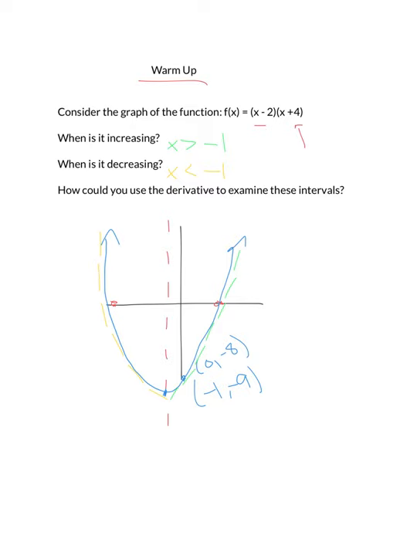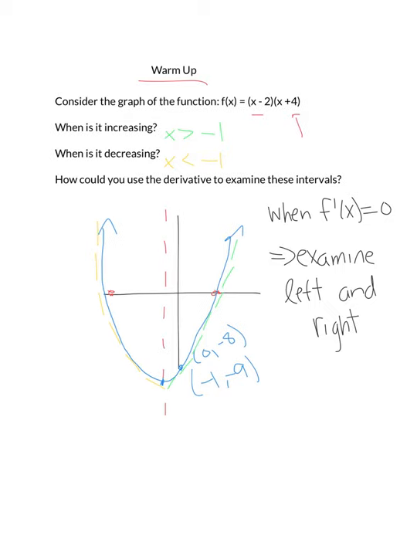Typically, you won't have a graph before you have to answer these questions, and so we need to think about how we could use the derivative to answer these questions, and then we'll use that information to help us draw a sketch. We know that if we take the derivative and set it equal to 0, that's going to give us our maximums and minimums. And then we could use that information to create a table and see if, to the left and right of these maximums and minimums, our function is increasing or decreasing.